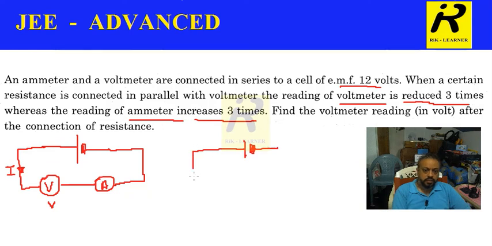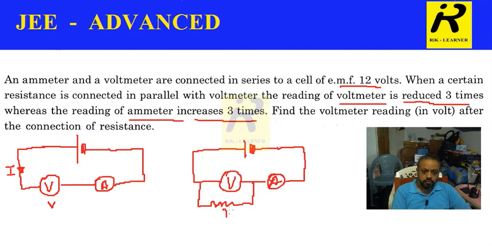They never said any value. Still, I am saying a certain value of resistance is connected across the voltmeter, say like this. So, this is the new value of resistance. Probably I may not need to find out how much the resistance is. So, what happened to the current? They are saying the current is increased 3 times.